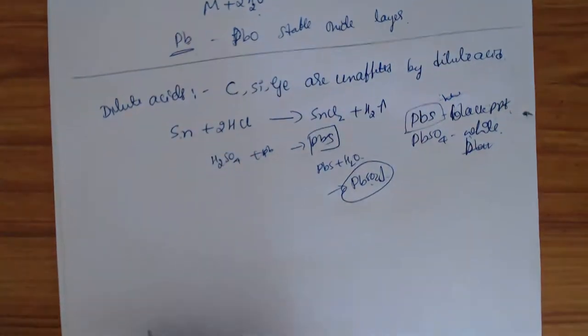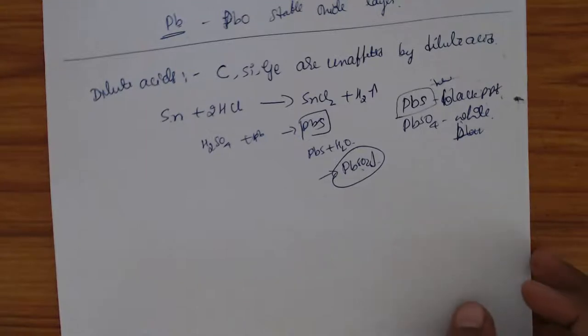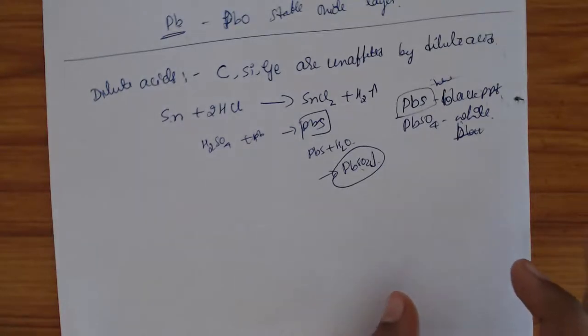Okay, next one is, if you consider concentrated acid, carbon has its allotropic forms. In that, diamond is unaffected by concentrated acid as well as dilute acid. But graphite changes, it changes to mellitic acid or graphitic acid.